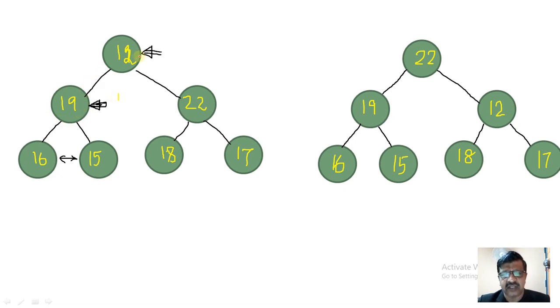Then we will go to the first parent who is at the root, and his children are 19 and 22. 2 into 1 is 2, and 2 plus 1 is 3. The second and third nodes are the children of this 12. A comparison will take place and 22 emerges as the biggest, and there will be a swapping that takes place. 22 will go to the root.